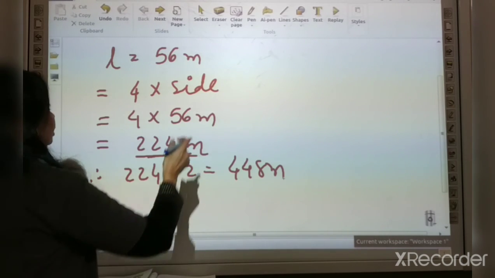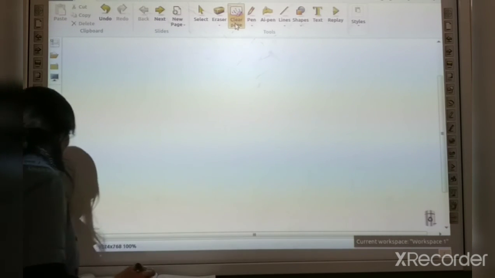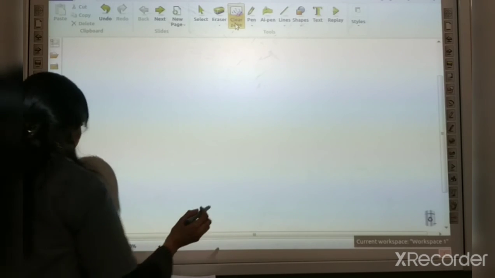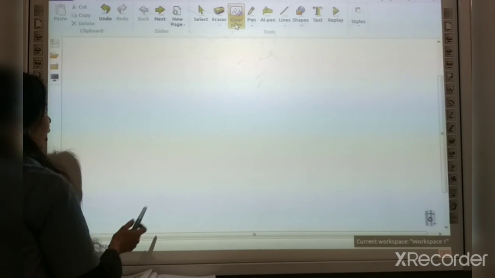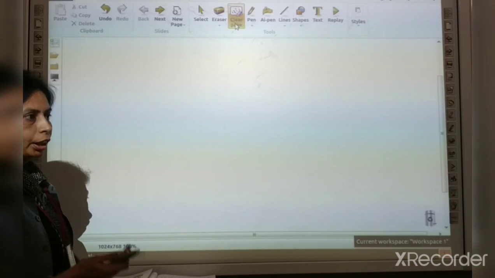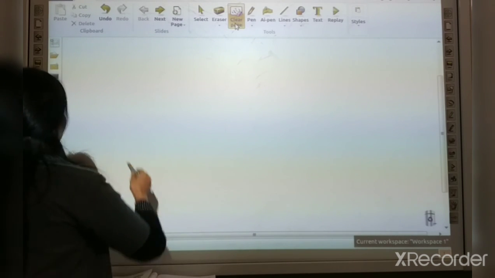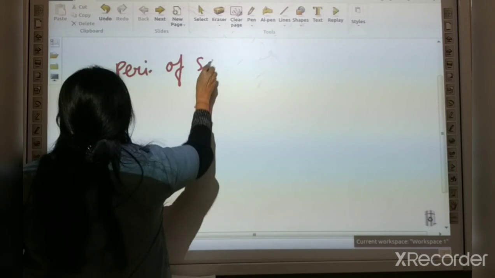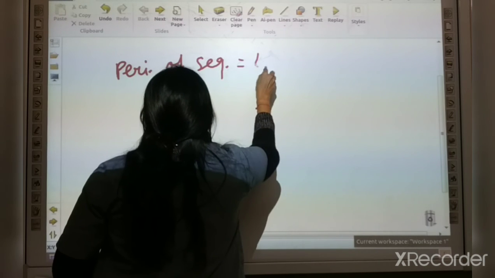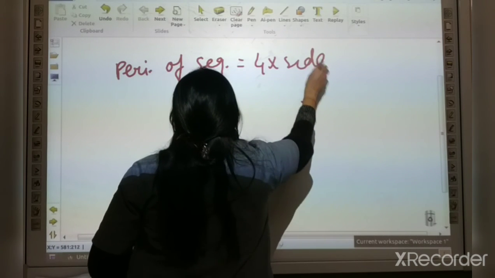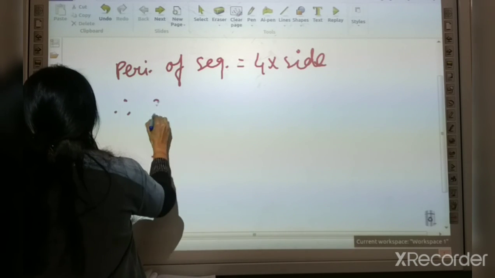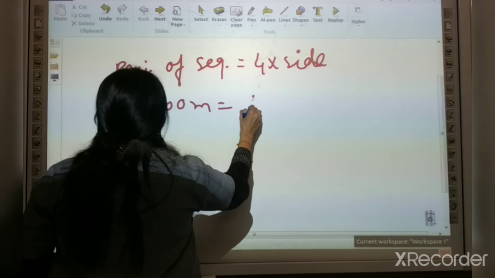Now in sixth sum, the perimeter of square carpet is 200 meter. What is the length of one side, right? What is the length of one side? Here it is given that perimeter of square is given and you have to find out the side, right? So you know very well perimeter of square is equal to 4 into side, right? And here perimeter of square is given as 200 meter. Here we define the side.